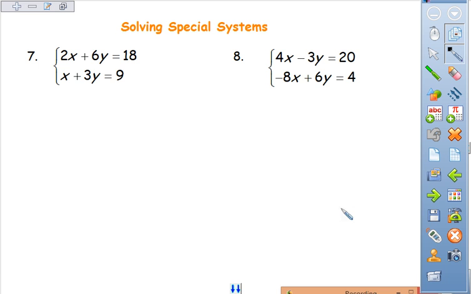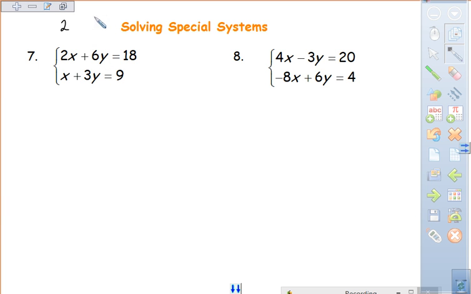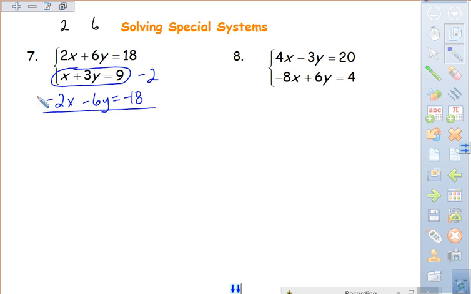Let's look at some special systems. Again, we're trying to find opposites, so the LCM of the x would be 2 and negative 2. The LCM of the y would be 6. So it looks like I want to multiply the bottom equation by negative 2. I have opposites, so now I can add.